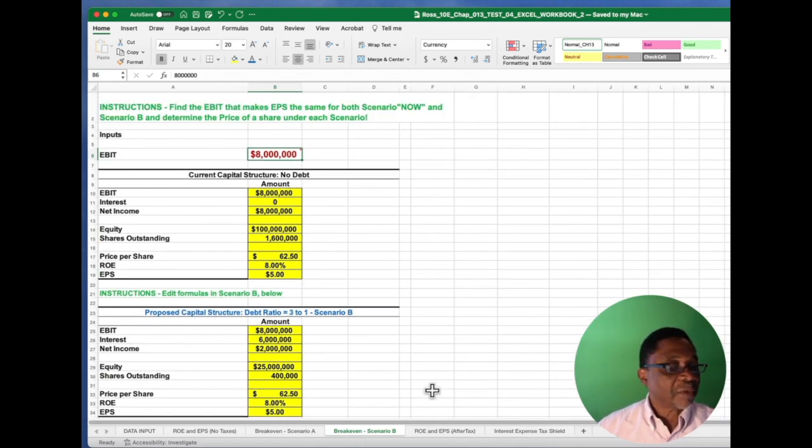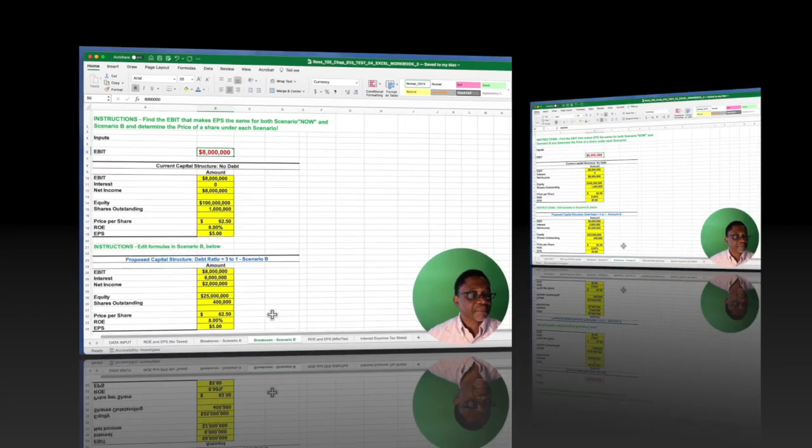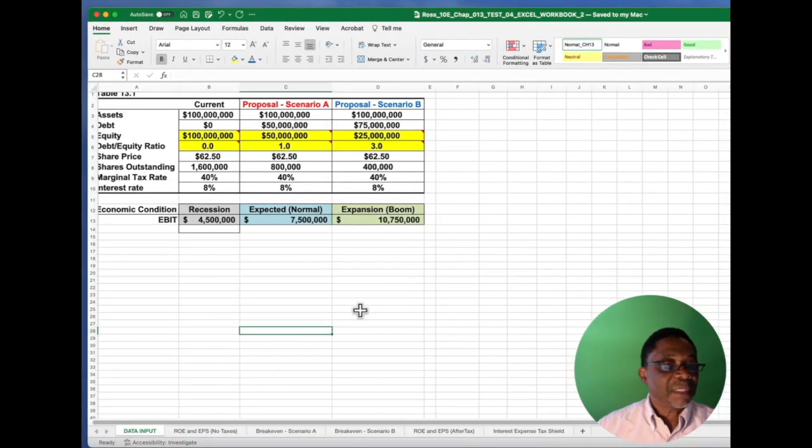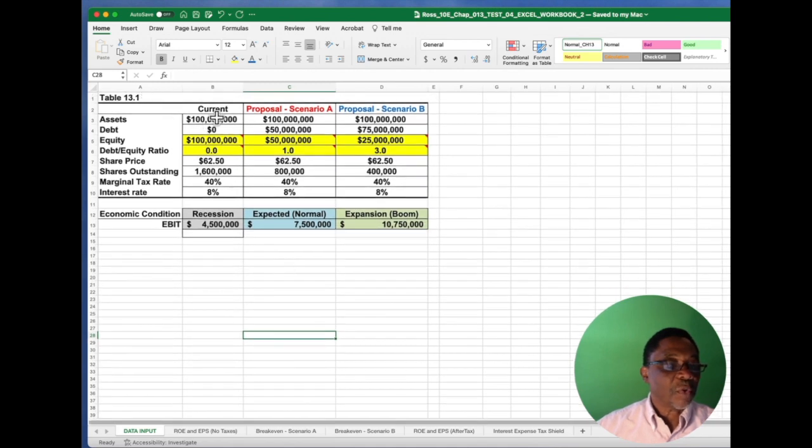Let me quickly walk through the various worksheets in this Excel workbook. As I said, the first worksheet is the data input worksheet. This is where you would capture or input information about various scenarios that you're trying to explore. So you put the total assets of the firm, total debt of the firm, the debt to equity ratio will be calculated, share price of the firm, number of shares outstanding, the marginal tax rate, and the interest on any borrowings. And so again, here's a debt-free scenario. That's the current scenario.